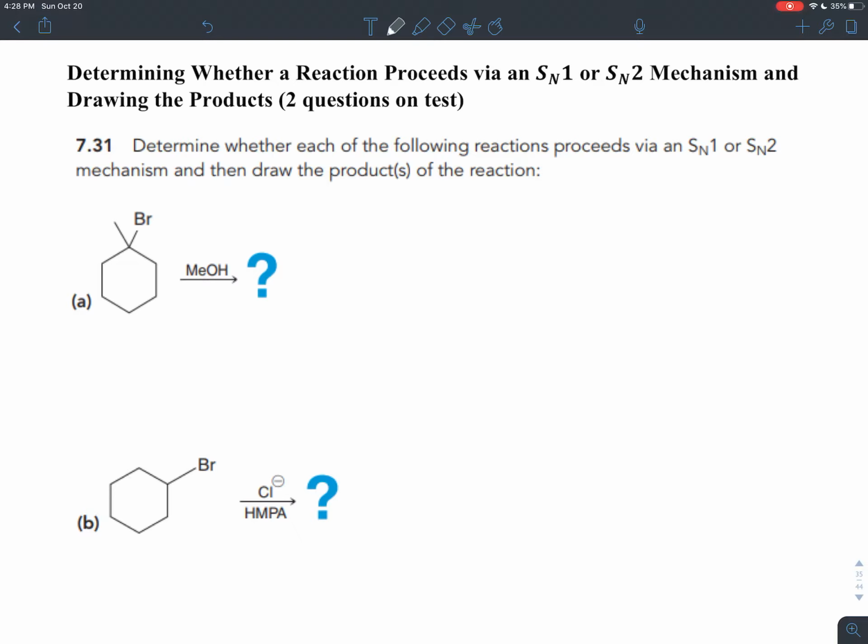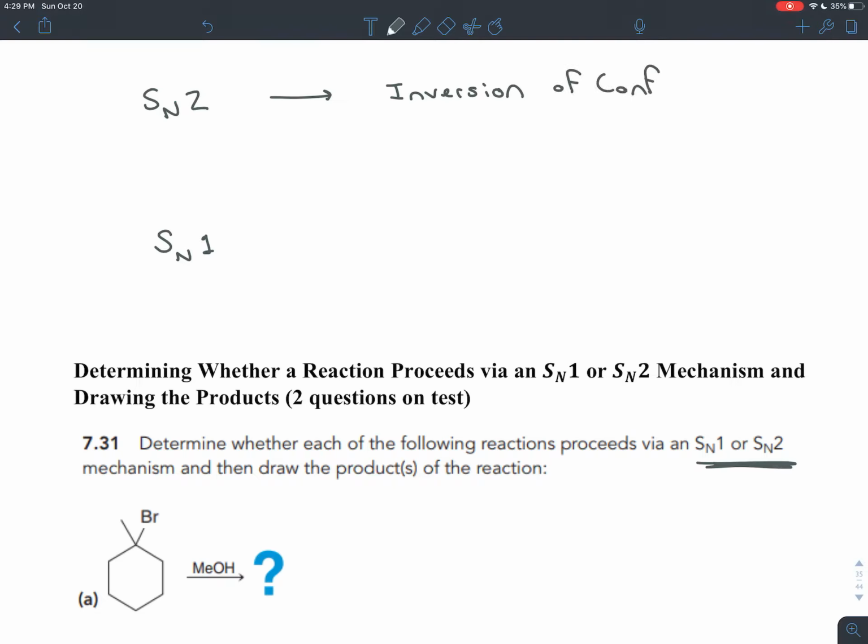You will always get a different product if you have a chiral center. If your leaving group is on a chiral center, SN2 will only give you inversion of configuration, and SN1 will give you a racemic mixture. In other words, if you have a chiral center and you do an SN2 reaction, you will only get one product. The product will have the nucleophile attacking on the opposite side as the leaving group left on. But if you do an SN1 reaction with a chiral center, you will get two products, each of the enantiomers at the chiral center. So that's one thing to watch out for.